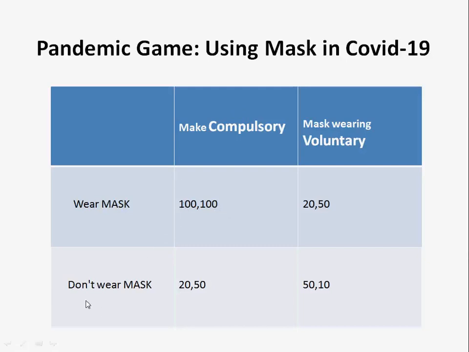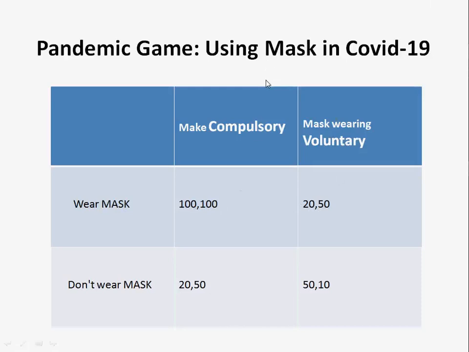What if citizens don't wear a mask? In that case, it is best for the government to make masks compulsory, because it will get 50 instead of 10. So in this case, we see that irrespective of what the citizen does, it is always advantageous for the government to make wearing masks compulsory. Thereby it will get higher utility compared to a rule of voluntary mask wearing, which gives lower utility.